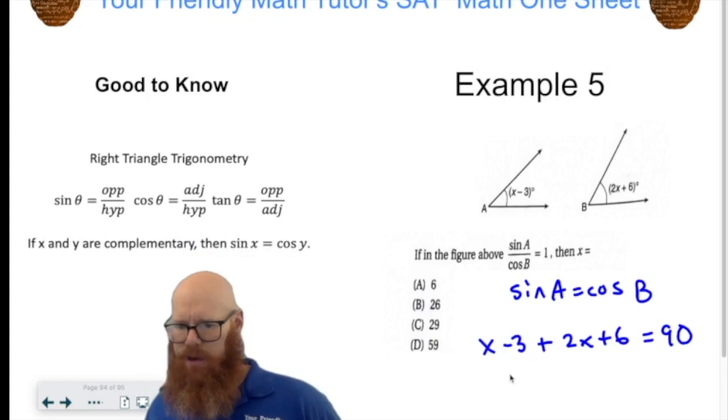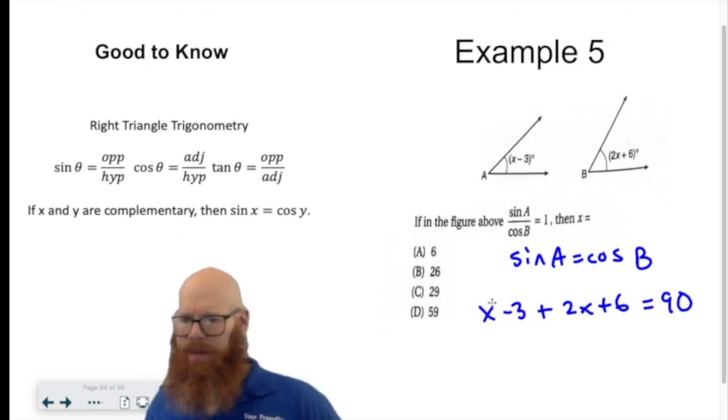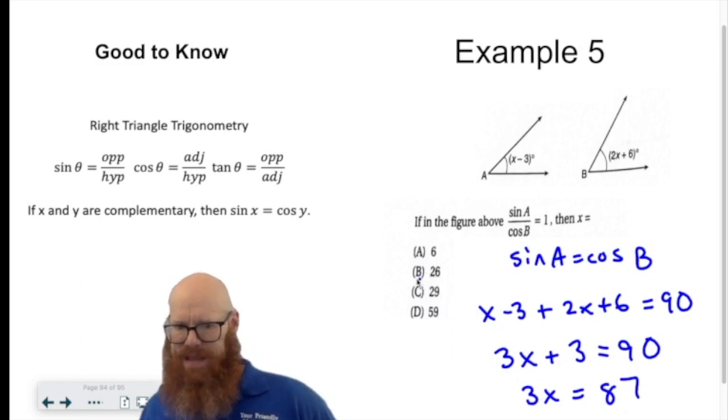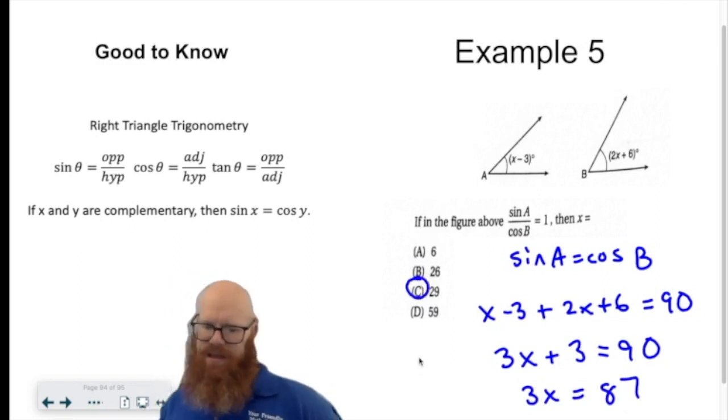That's a pretty easy equation to solve. So we combine like terms, and we get 3x. Negative 3 plus 6 is positive 3, so that equals 90. And we get 3x equals, take 3 away, we get 87. And then 87 divided by 3 is 29. So answer is C.